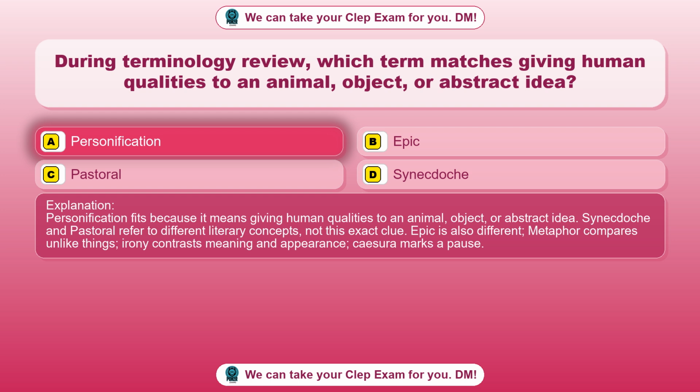Personification fits because it means giving human qualities to an animal, object, or abstract idea. Synecdoche and pastoral refer to different literary concepts, not this exact clue. Epic is also different, metaphor compares unlike things, irony contrasts meaning and appearance, caesura marks a pause.